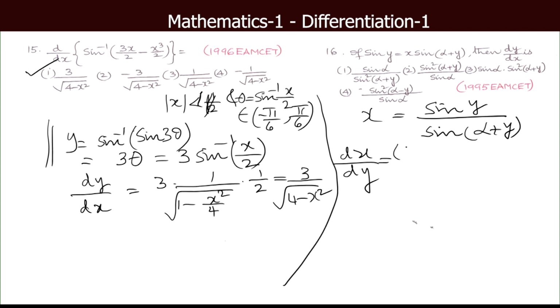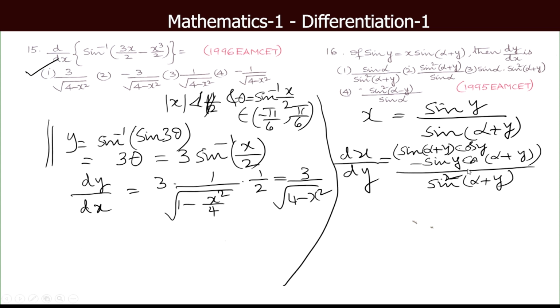Sin alpha plus y into cos y, minus sin y into derivative of sin alpha plus y, which is cos alpha plus y, by denominator square, sin square alpha plus y.